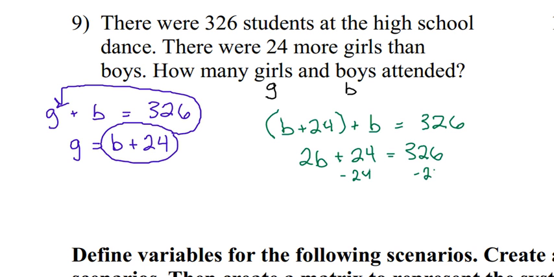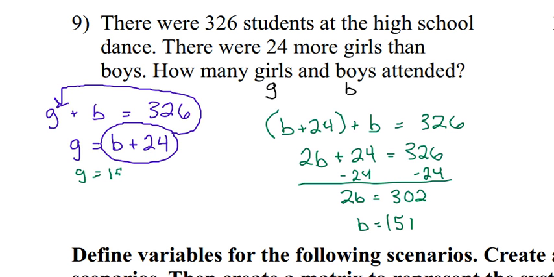Subtract 24. 2 times the number of boys is 302. So the number of boys is 151. So how many girls are there? Girls is 151, the number of boys, plus 24. Girls equal 175.